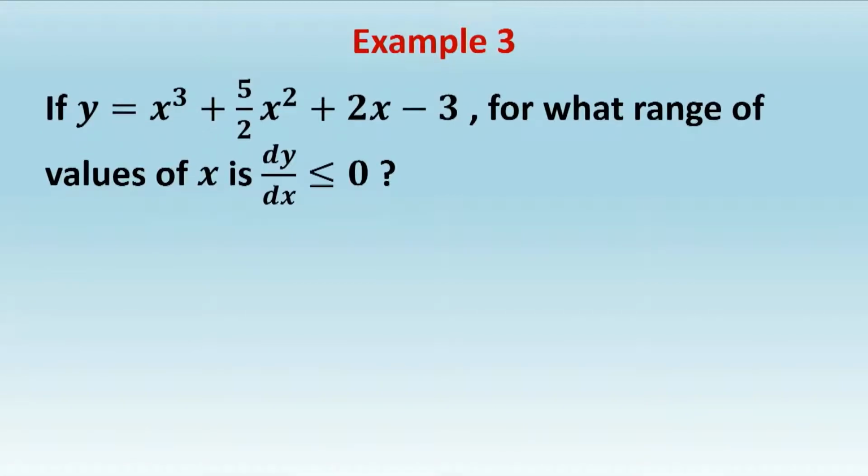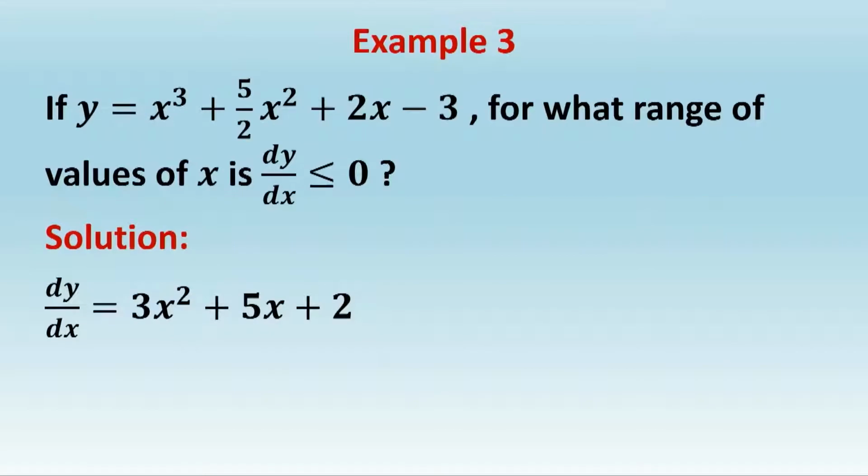Example 3. If y is equal to x cubed plus 5 over 2 x squared plus 2x minus 3, for what range of values of x is dy by dx less than or equal to 0? dy by dx is equal to 3x squared plus 5x plus 2.